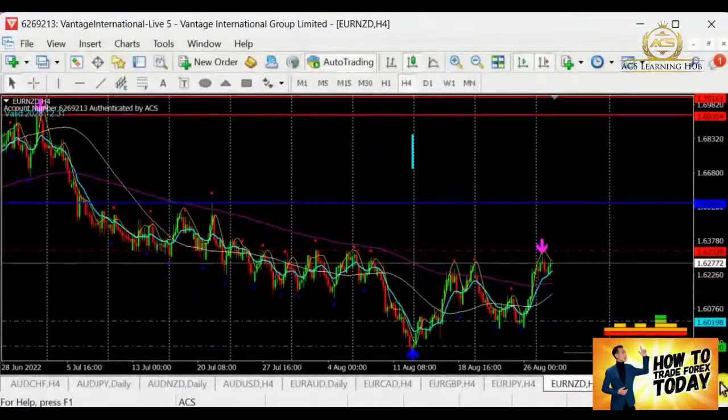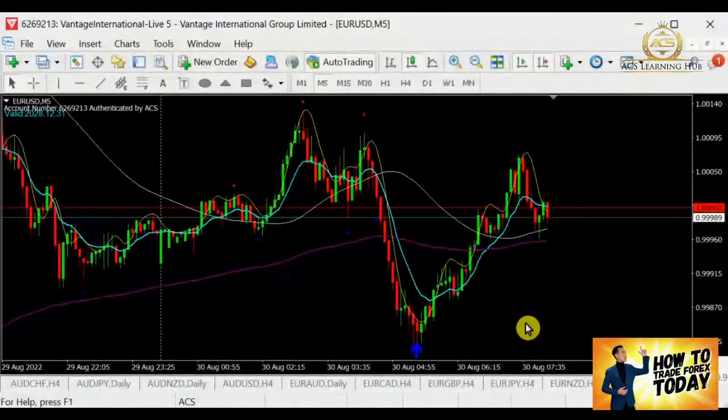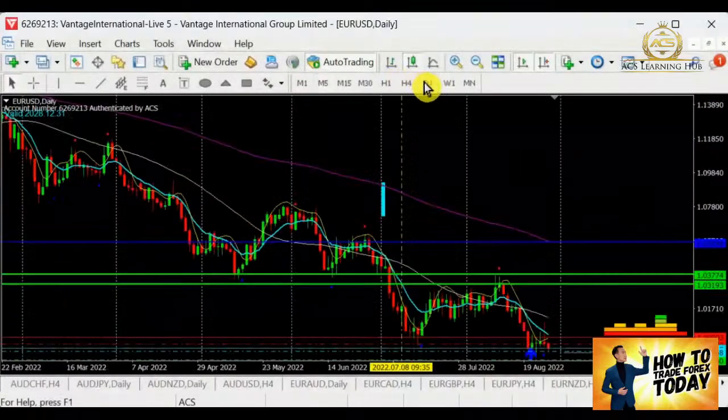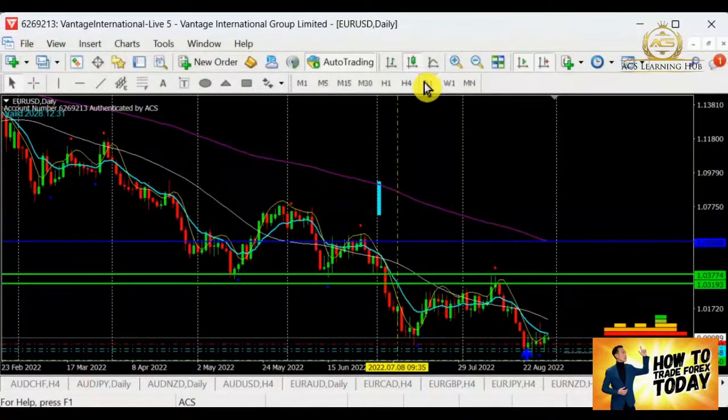So for Euro Dollar, first of all, let's take a look at what the trend is now. The trend over here is actually looking out for a bear.